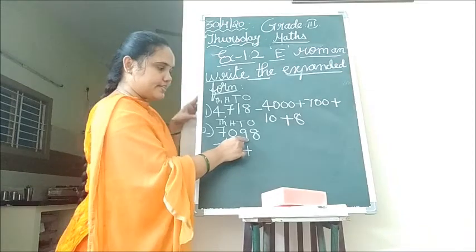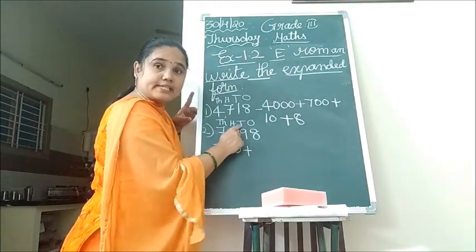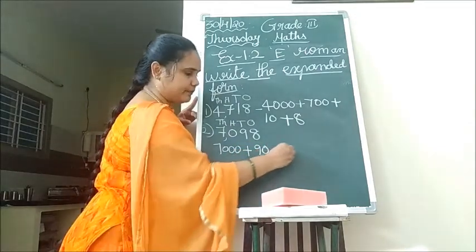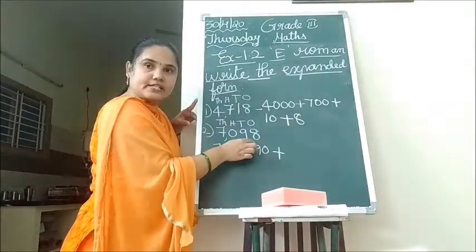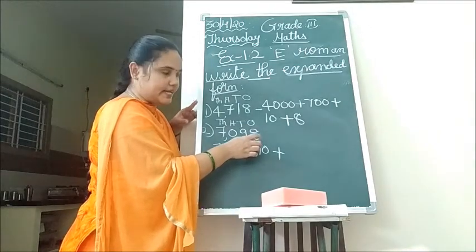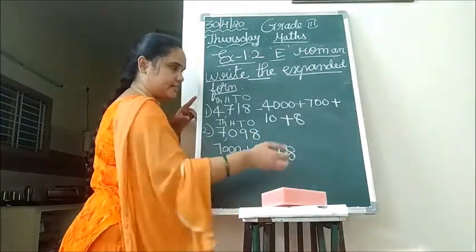Now go to next place, children. What is this number? 9. 9 is in which place? Tens place. So 9 tens, 90 plus. What is the next place, children? Ones place. What is this number? 8. So what is the value of 8 here? 8 ones, 8.